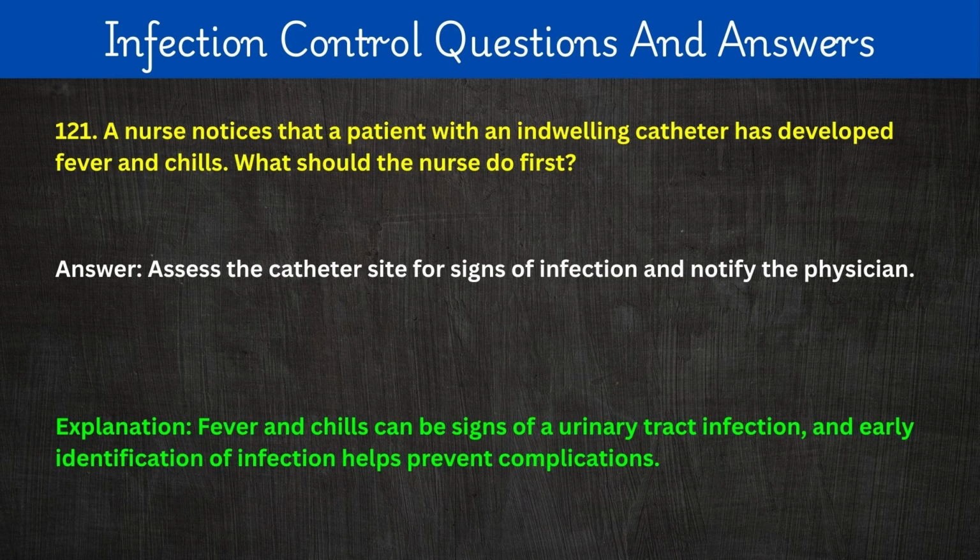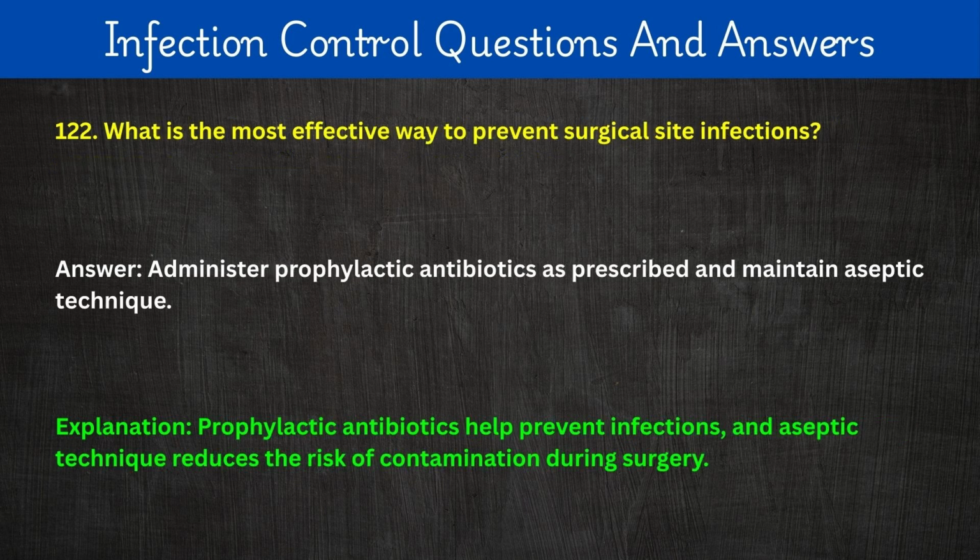121. A nurse notices that a patient with an indwelling catheter has developed fever and chills. What should the nurse do first? Answer: assess the catheter site for signs of infection and notify the physician. Explanation: fever and chills can be signs of a urinary tract infection, and early identification of infection helps prevent complications.